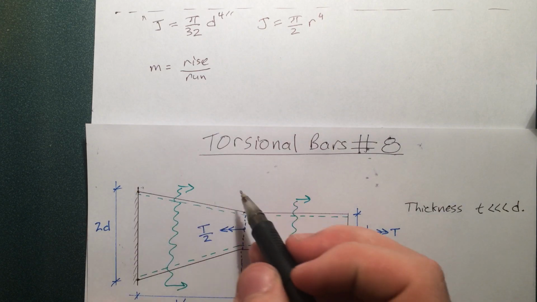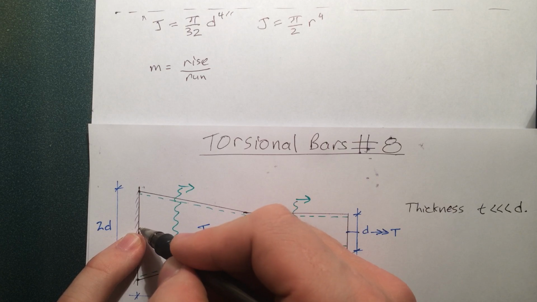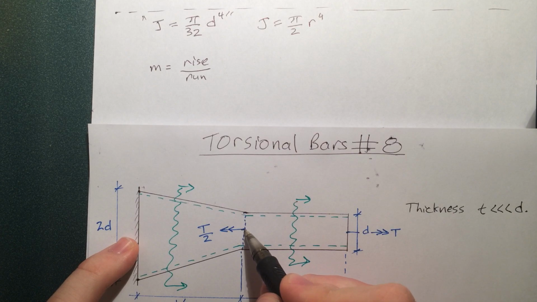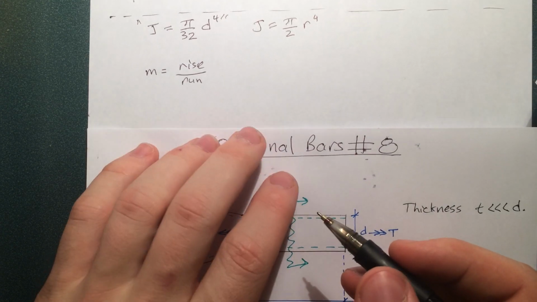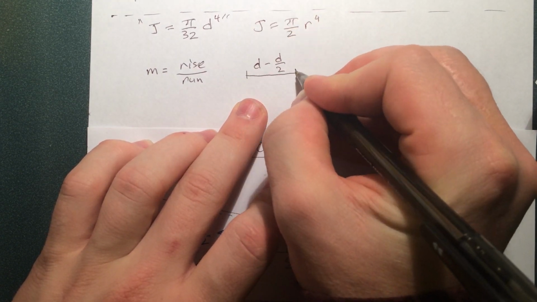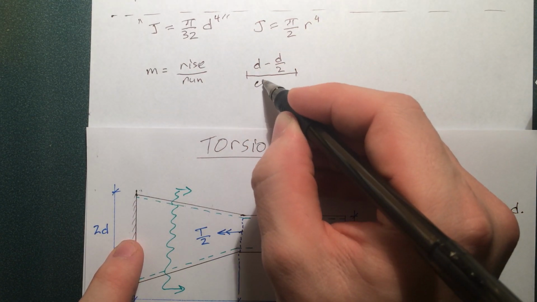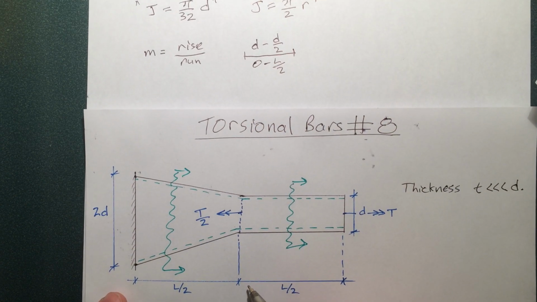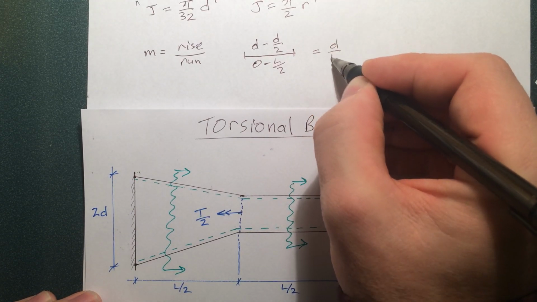So the rise, that's just going to be from d, because it starts at d, and since it's half of the distance, and this is 2d, it starts at d, and this is d, so it's going down to d by 2. So rise is d minus d by 2, and for run, starting from the same point, 0 minus L by 2. The distance it's gone over, that's L by 2. And we can simplify that to be d by L.